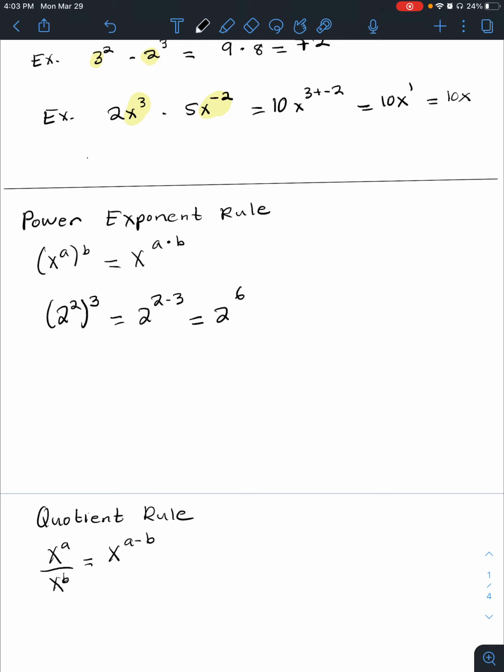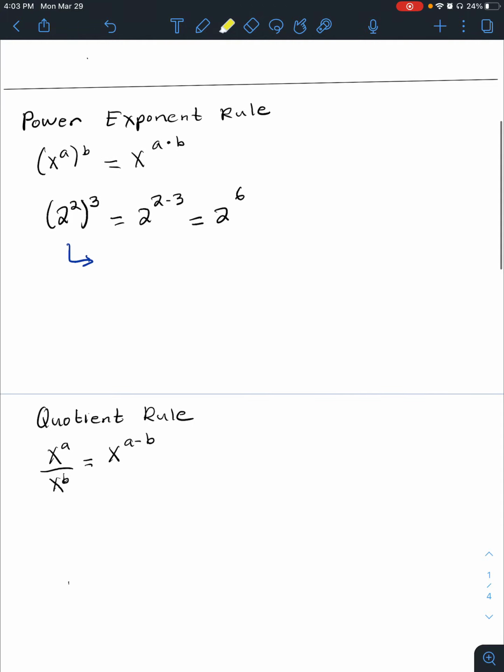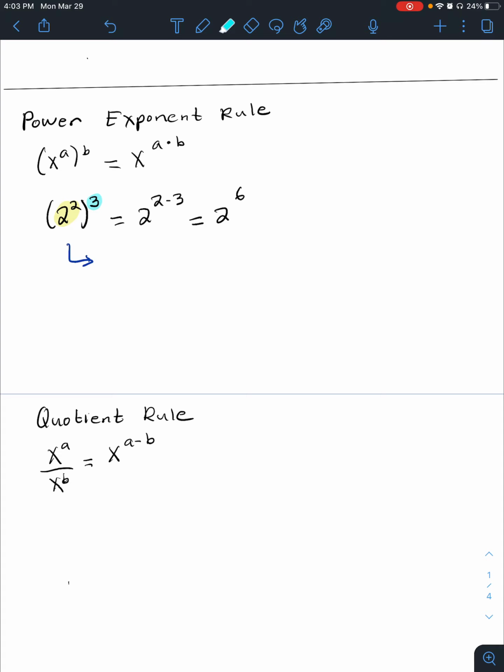But some of us might ask the question, why? If we think about this, what we're doing here is taking what's inside, which is 2 squared, and multiplying it 3 times. So technically it means 2 squared times 2 squared times 2 squared, or 2 times 2 times 2 times 2 times 2 times 2, which is 2 to the 6.